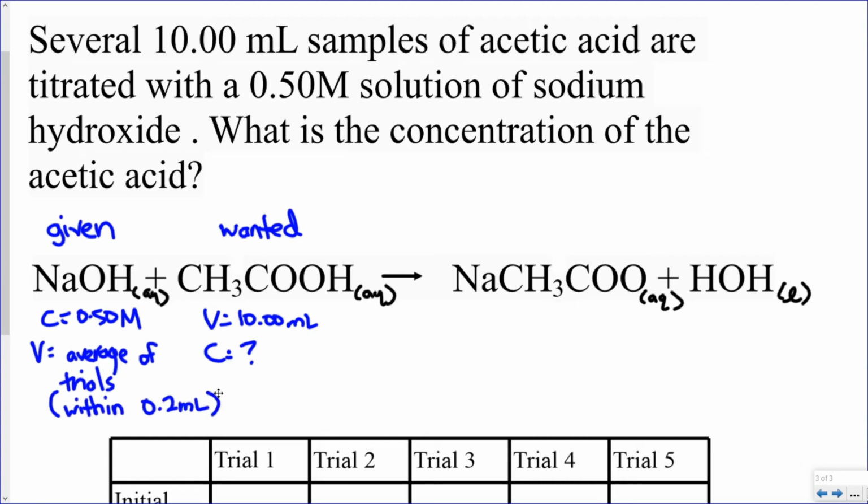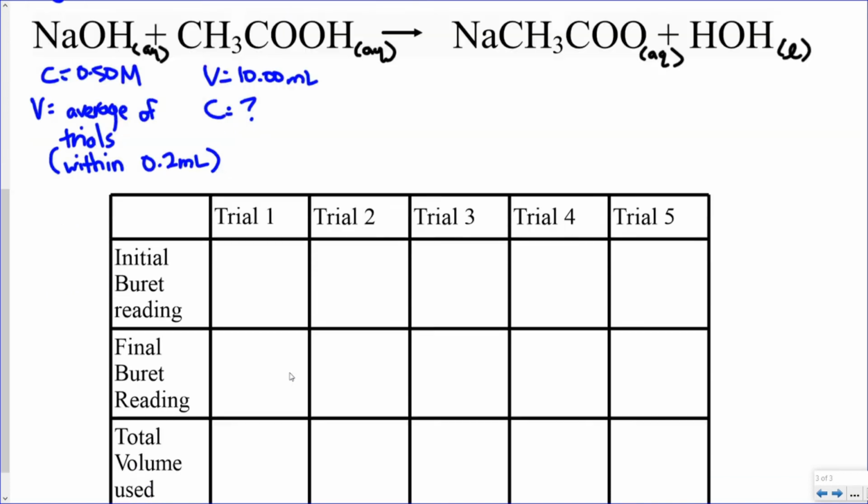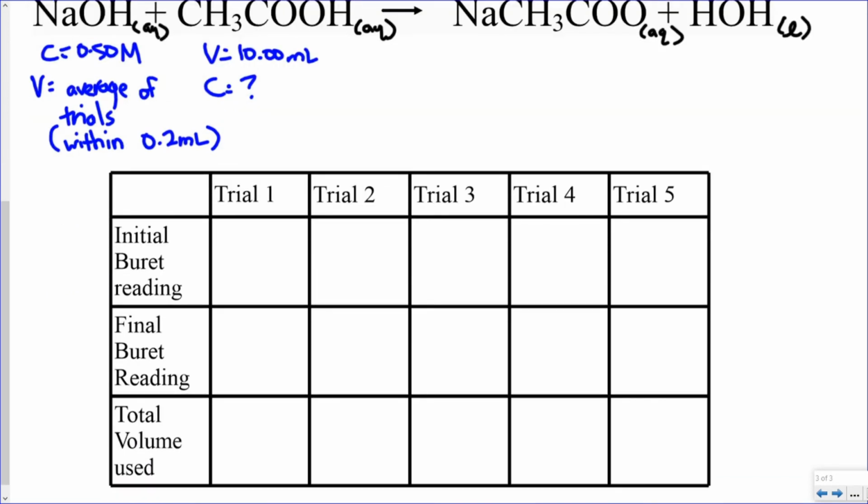So when we actually do this experiment in the lab, some people will take 5, 6, 7 trials to get 3 that are within 0.2 milliliters of each other. And that's what we're looking for. We want 3 trials that are within this. Some people, the first 3 trials that they do are all in very close agreement, and they just take the average of that, which is awesome. Sometimes it takes longer. So this is the data table that you would fill in here.